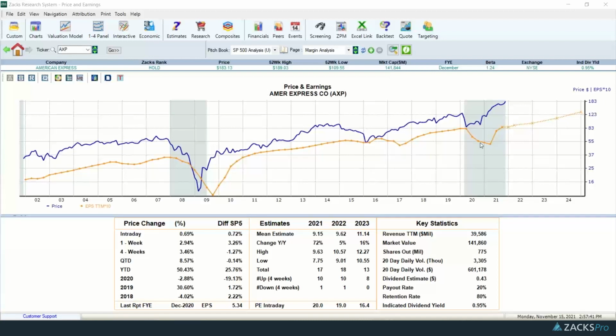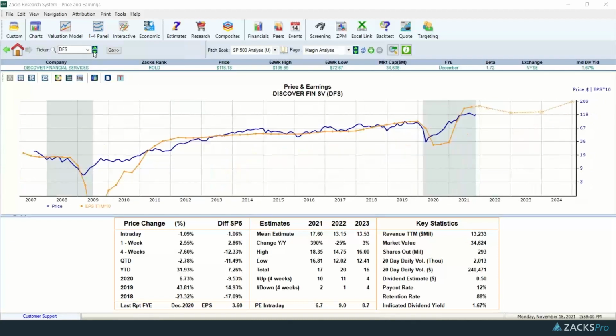Okay, American Express, a lot more cyclicality. Remember, American Express not only manages their own network, but they also issue their own cards and do their own loans. And you can see the cyclicality in this business, and you can see that here in the estimates, coming off of 72% increase off of the bottom of the trough, rebounding to 5% and then 16%.